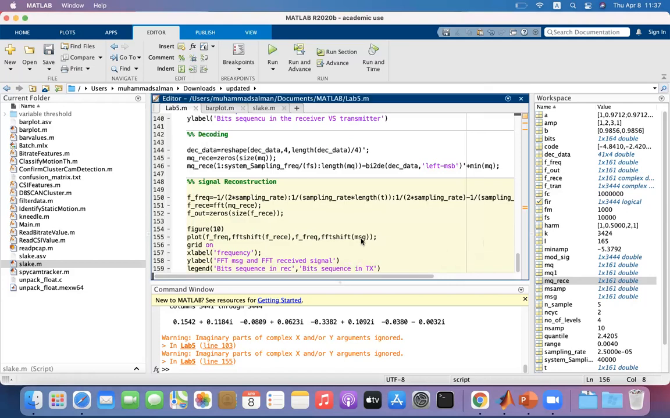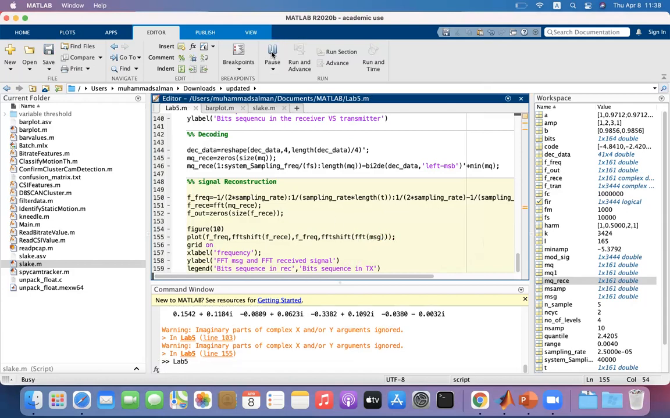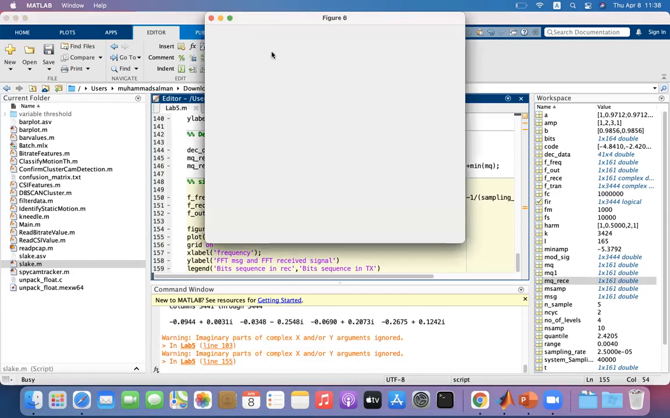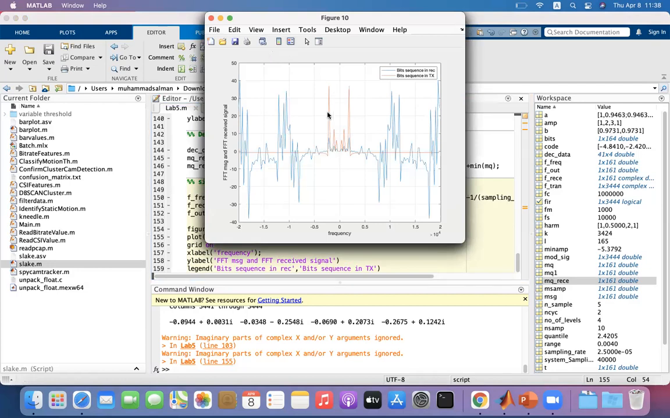We have to first convert the message signal into the frequency domain, and then we have to plot this and this one. So here I should first use the FFT of the message before plotting it. Now it will take the FFT of the message, and then it will FFT shift the signal, and then it will plot it together. Now this is the FFT of the message.